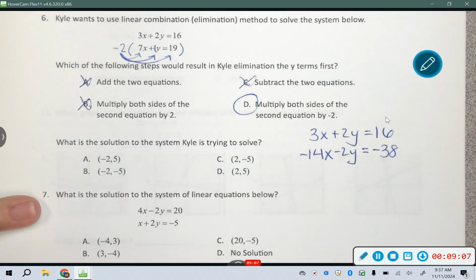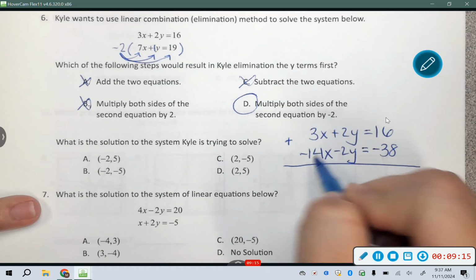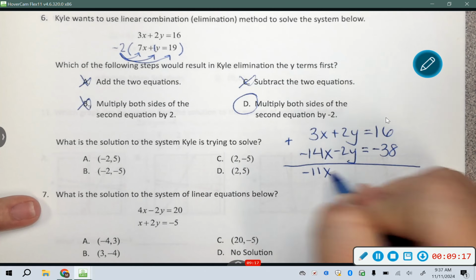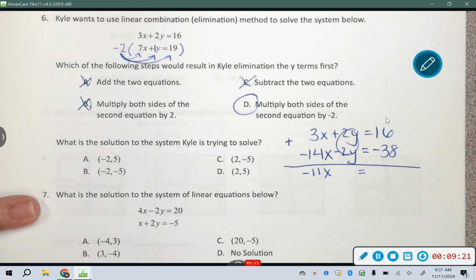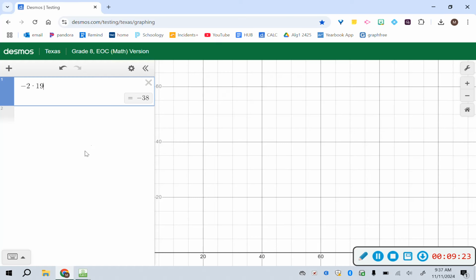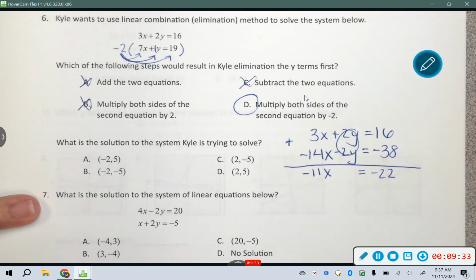So knowing that, I have my two equations, and I have a zero pair. So now I can set it up as addition or combination. 3 plus negative 14 is negative 11x. Here, these cancel. 16 plus negative 38 is negative 22. So now I solve negative 11x equals negative 22.